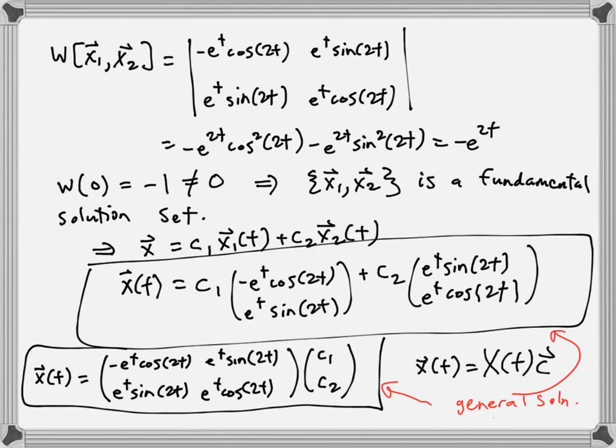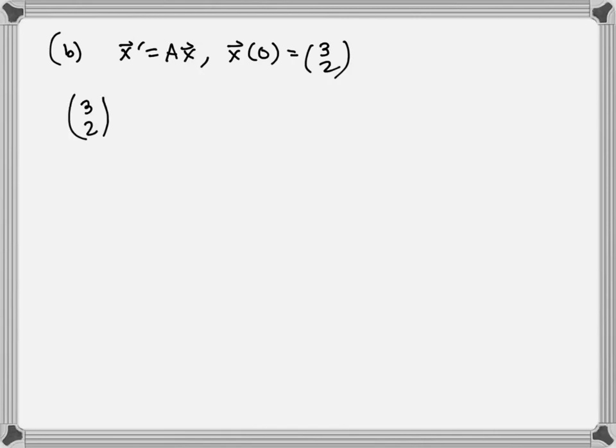Now, I want to jump to part B because part B asks us to solve the IVP, the initial value problem. So for part B, remember we're given that x prime is equal to Ax, but we also know that x of 0 is equal to the column vector 3, 2. So this means that 3, 2, which is x of 0, I could set equal to what happens when I actually plug 0 into our general solution.